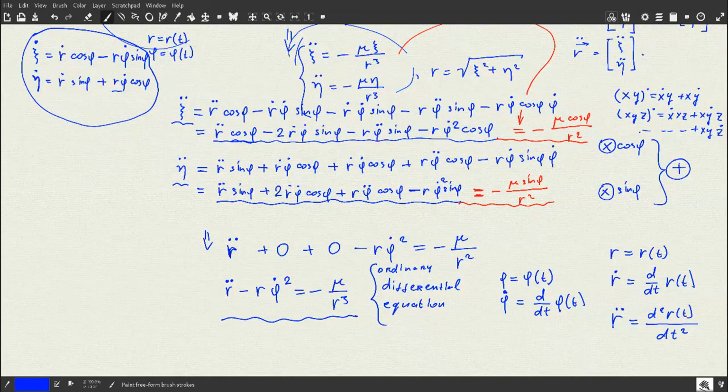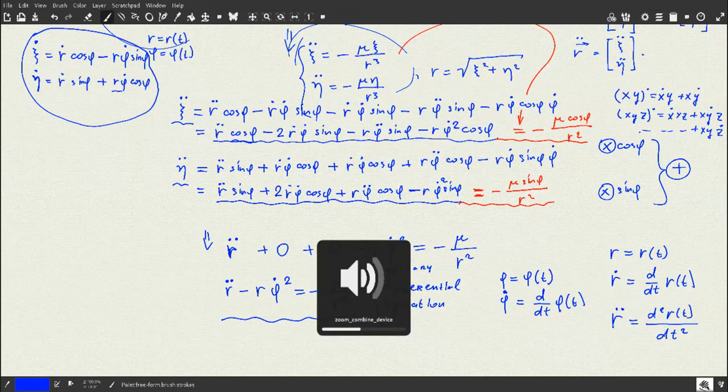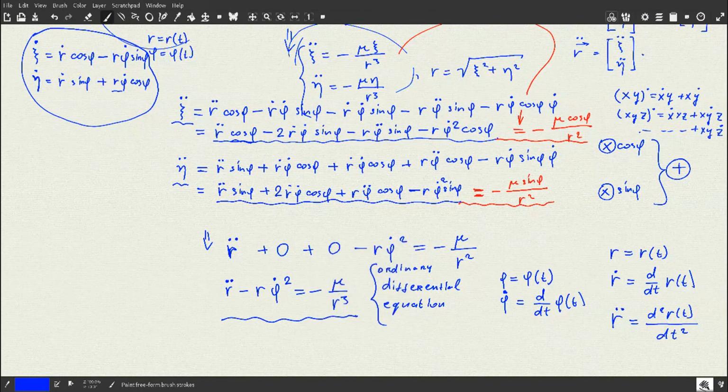At the next line you have the result minus mu over r cubed. No, that's all correct. Here it is minus mu psi over r cubed, but psi is r cosine phi. So one r is cancelled, and therefore here we have just minus mu cosine phi over r squared.